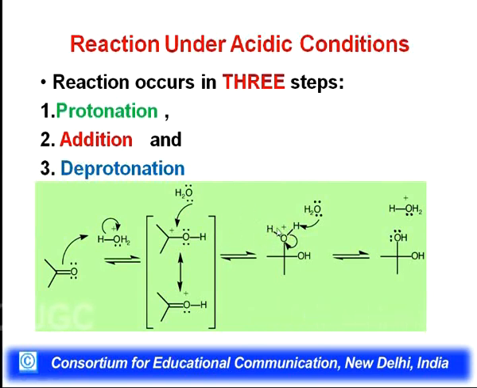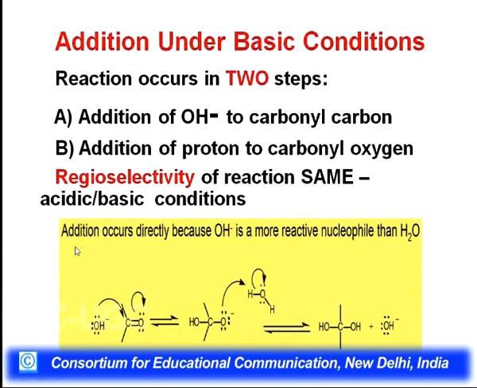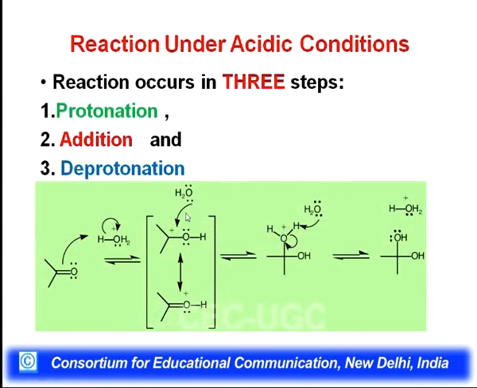Now in the next step again, water acts as a base and it abstracts a proton from here, and these electrons go back to neutralize the positive charge on oxygen, and we get a diol here, resulting in the formation of diol. So what we have to keep in mind is that if we are doing the reaction in acidic conditions, first we have to protonate this oxygen, next a weak nucleophile will attack the carbonyl carbon, and in the last step we will do the deprotonation, resulting in the formation of a gem diol.